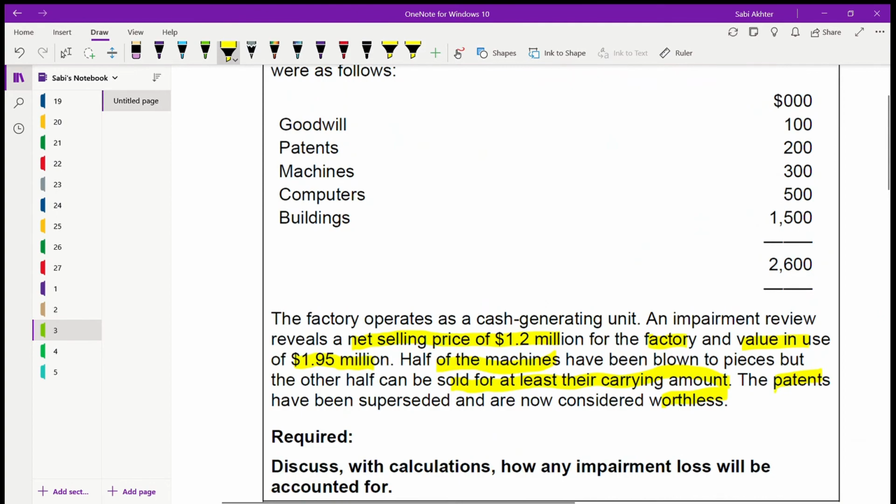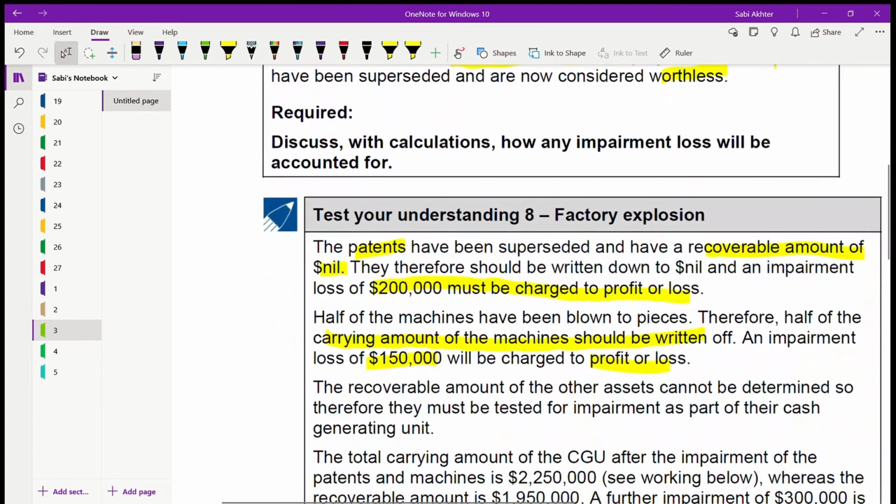It's 300, half of it only. And the recoverable amount of the other assets cannot be determined, so therefore they must be tested for impairment as part of the cash generating unit. For patents and machines, you can clearly identify the impairment loss, but not for the other assets, because they are part of a cash generating unit. When you need to find the recoverable amount of the other assets, you need to find the recoverable amount and the carrying amount of the CGU.